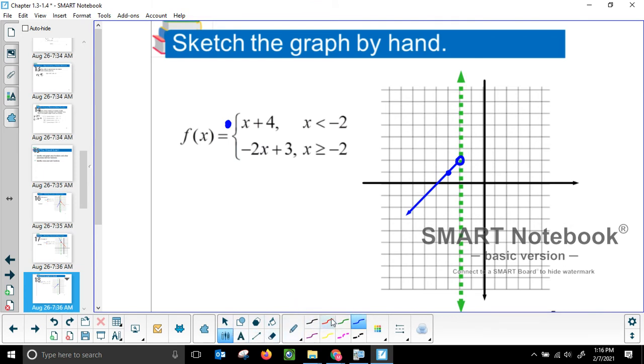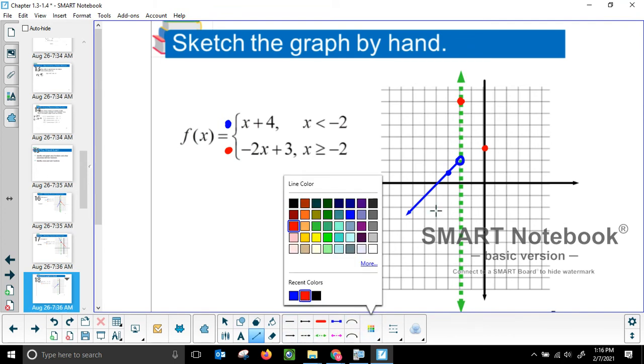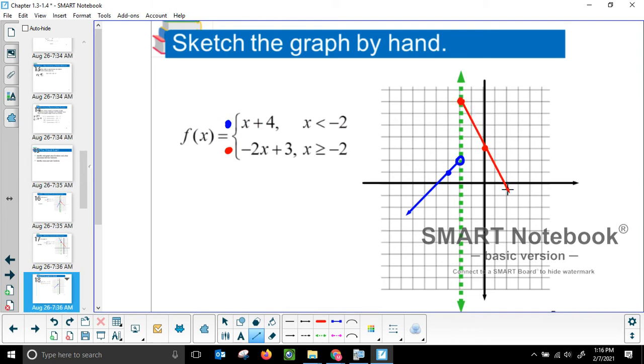I'll do the next piece in red again. I can plug -2 into this piece now. -2 times -2 is 4, plus 3 is 7. So I have the point -2, 7. And it will be a closed circle because this is or equal to. And again, I can take any number I want greater than -2. I'm going to go ahead and just pick 0 again. It's an easy number to plug in. So 0 plus 3 is 3. So I have the point 0, 3. Again, I only need 2 points for a line. And we are done.